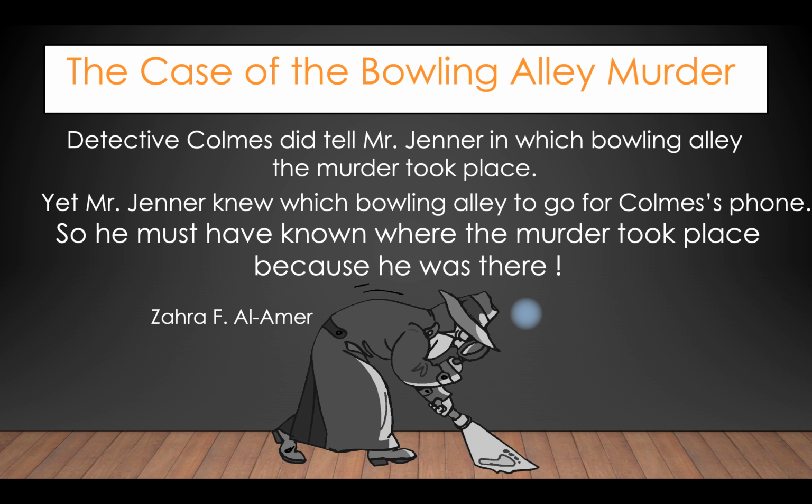For a start, Detective Combs didn't tell Mr. Jenner in which bowling alley the murder took place. There could be many bowling alleys, and he didn't tell him which one exactly, the Center Street bowling alley. Yet Mr. Jenner knew which bowling alley to go to for Colm's phone, so he must have known where the murder took place because he was there. So you understand right now why Detective Combs accused Jenner of murdering Bob.